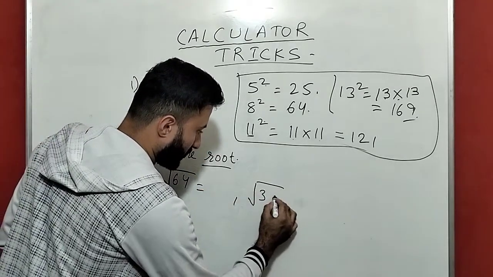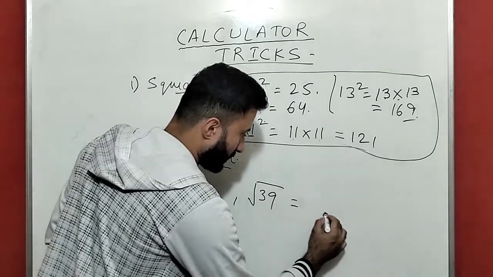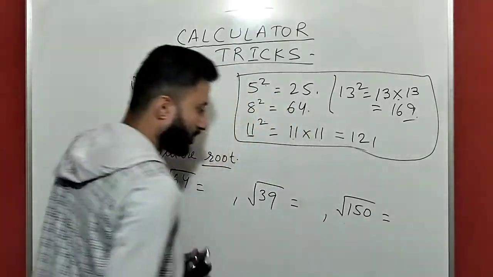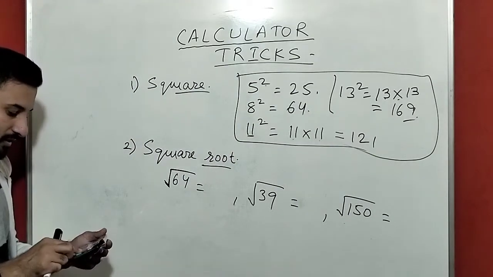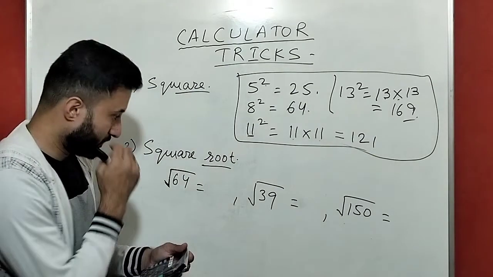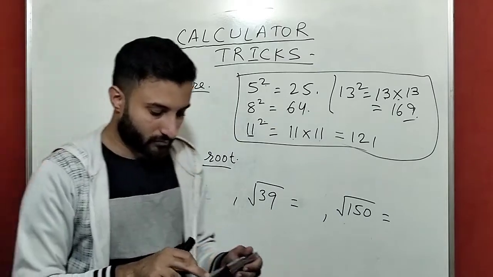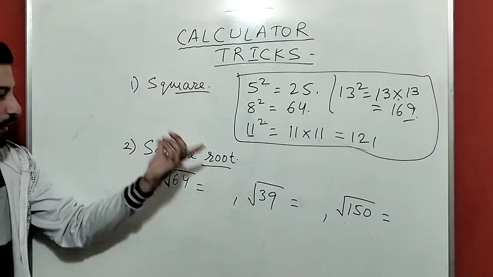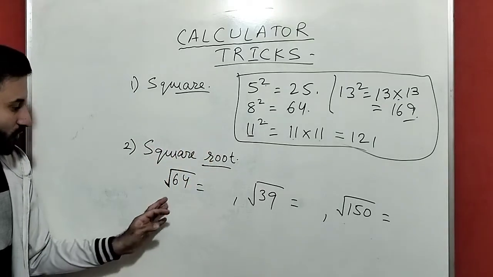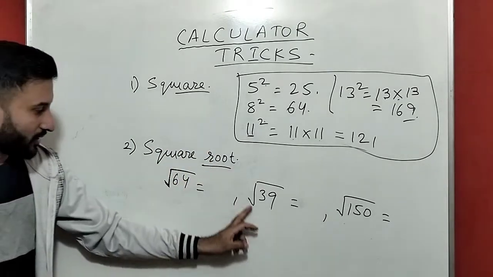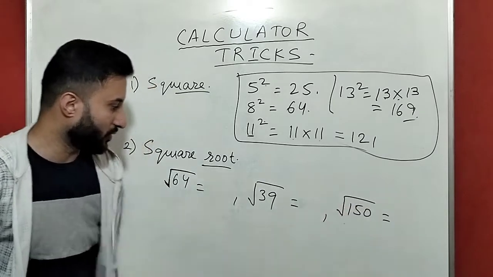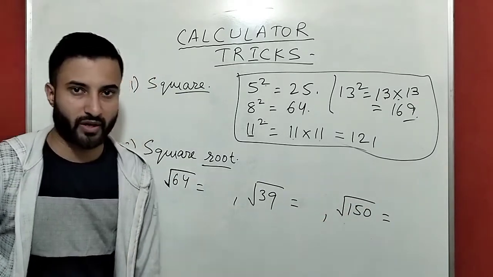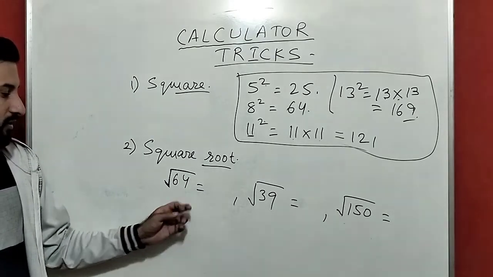Square root 39. Square root 150. Okay, this is very easy. What we used to do here is, you have to find the square root. We have seen the square, now we have to see the square root. Square root means this, we know the sign. This sign is a square root sign. Okay. Square root 64, square root 39, square root 150. So first we will see for 64.